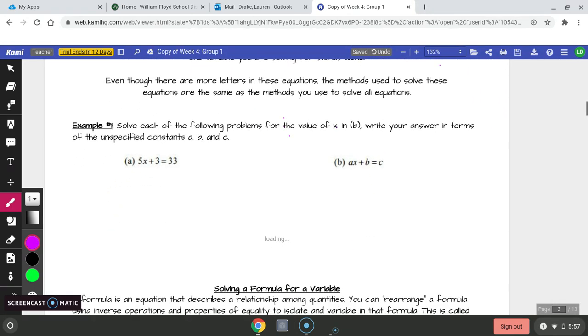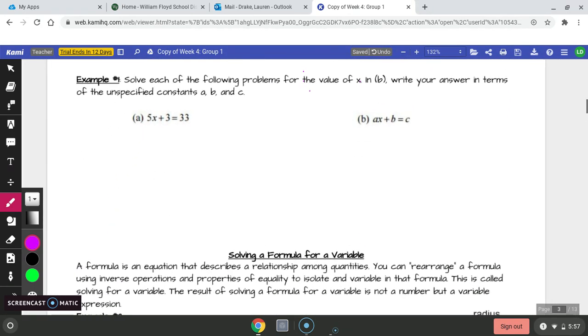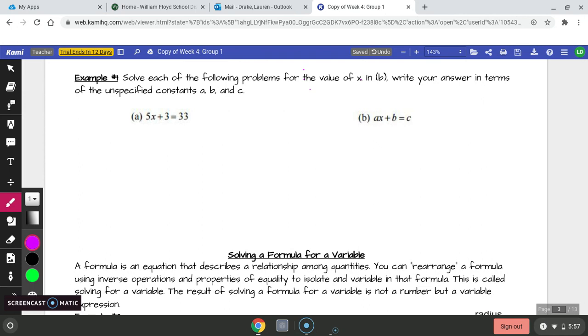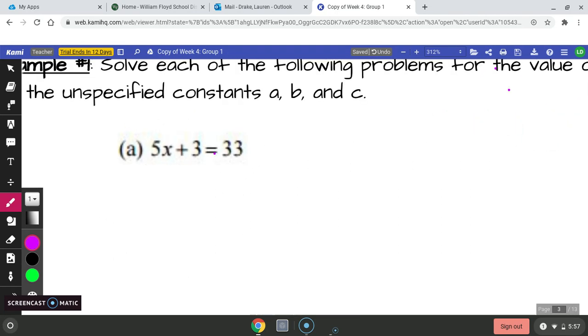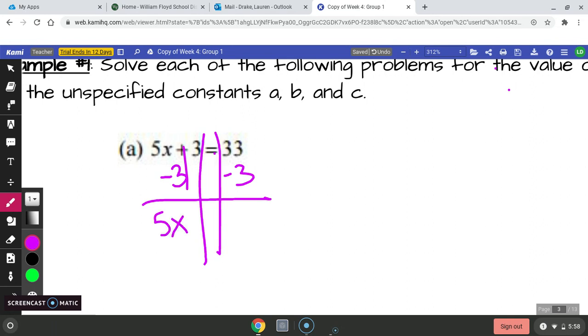Okay, so let's take a look at example number 1. We're going to look at an example that's just a regular equation where we're solving for x, and one that's very similar that has letters instead of numbers. So let's just look at numbers first for letter A. If I'm solving letter A, I want to get x by itself. I would subtract 3 from both sides. Okay, I have 5x equals 30. And then I divide both sides by 5 to get x equals 6.